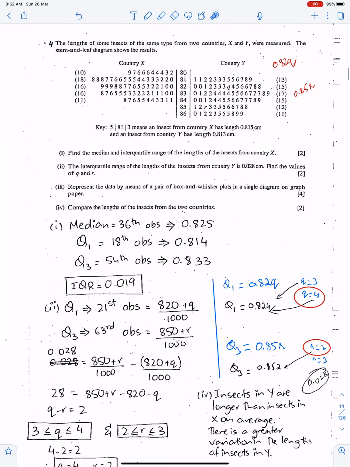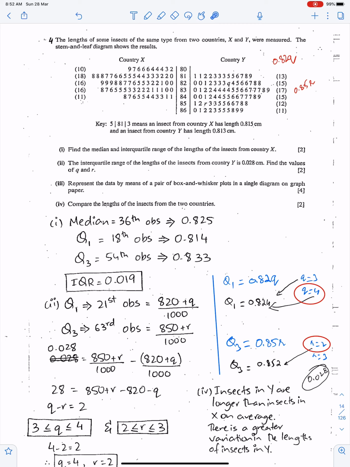Question number 4 of stem and leaf diagram. The first part of this question is find median and interquartile range. I'm leaving this part for you. And the next part is estimate. Now this part is important. We need the values of Q and R, and the IQR of country Y is this, and we have to estimate the values of Q and R. So we will use the trial and error method for that.